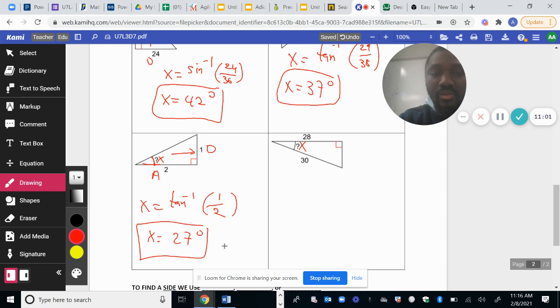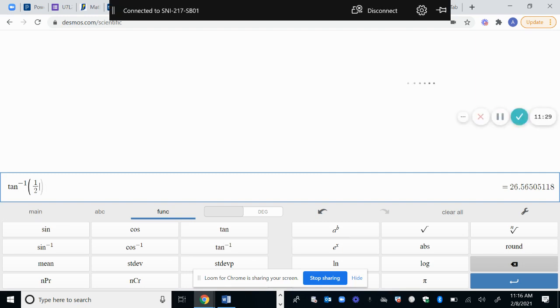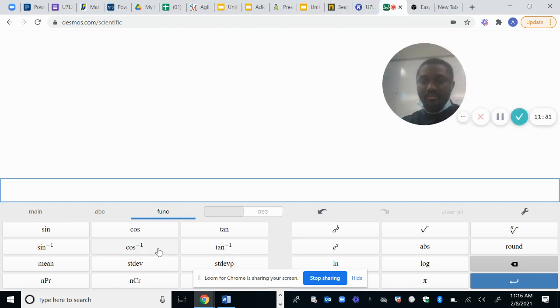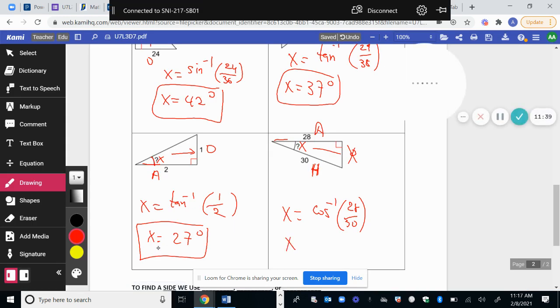Here too, this is our angle X. The opposite side is here, nothing is given. Adjacent side is A, this is the longest distance, H. Then X equals the relationship that gives A over H, which is 28 over 30, and A over H is cos. So the cosine. So you take cosine inverse of 28 over 30. Cosine inverse of 28 over 30 gives us 21.03, so 21 approximately.